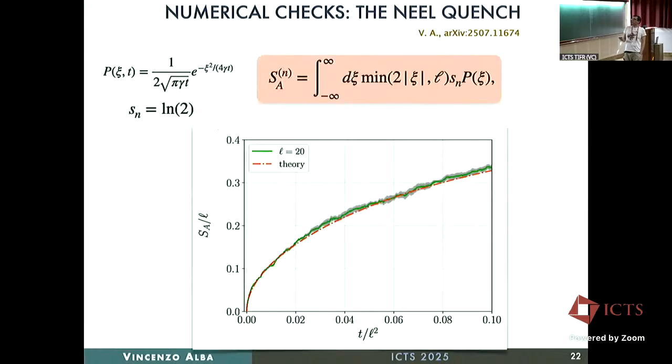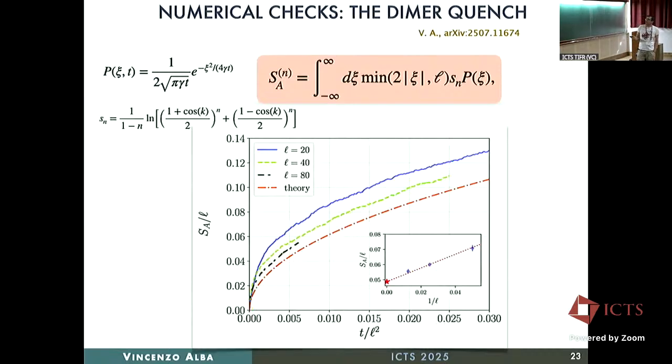So finally, you can check the dynamics of the von Neumann entropy, okay? You get this diffusive dynamics, which you can describe quite well with the formula, okay? Again, for the quench from the dimer state, you have some more corrections, but if you extrapolate to the thermodynamic limit, you recover the formula.